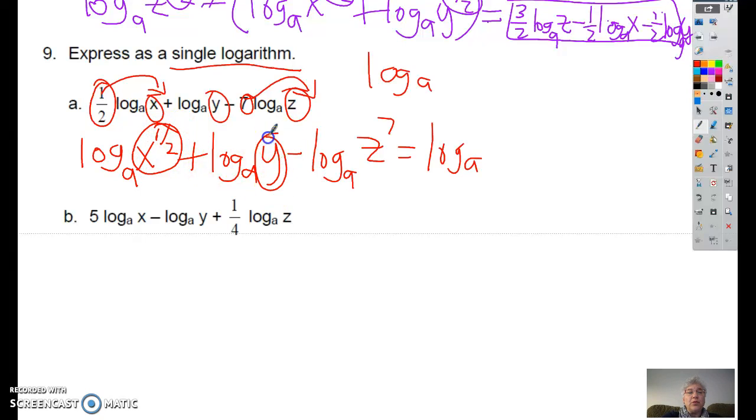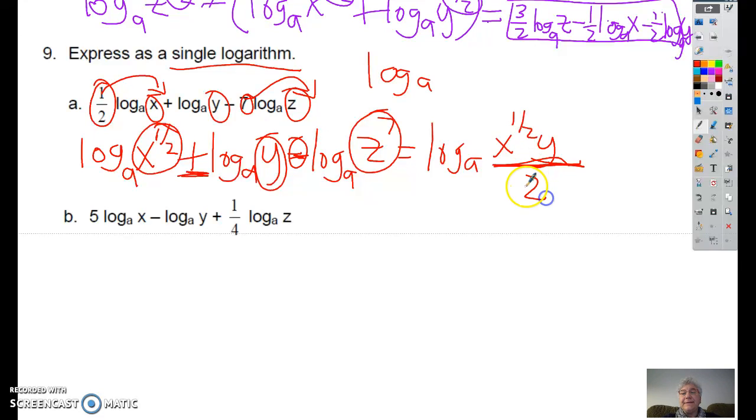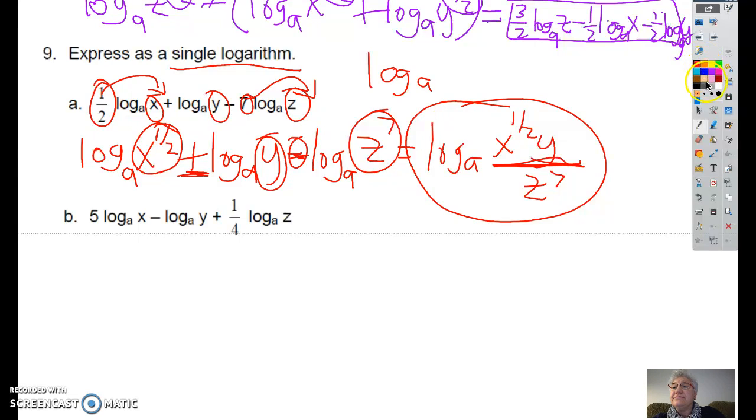X to the 1/2 and y are multiplied because of this plus sign. X to the 1/2 y. I did a division sign here with z to the 7th power, because of this subtraction, I'm going to divide the final answer by that. So this is the answer as a single logarithm. Last one.